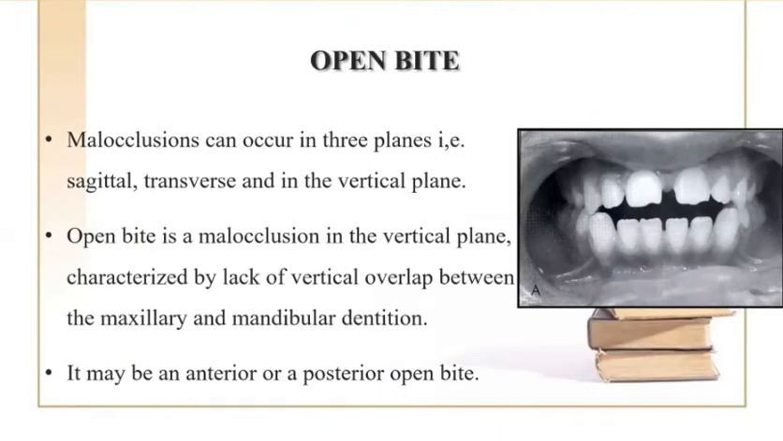Open bite. Malocclusion can occur in three planes, that is sagittal, transverse and vertical. Open bite is a malocclusion in the vertical plane characterized by lack of vertical overlap between maxillary and mandibular dentition. It may be anteriorly or posteriorly placed. If it is anterior, it is called anterior open bite. If it is posterior, then it's called posterior open bite.